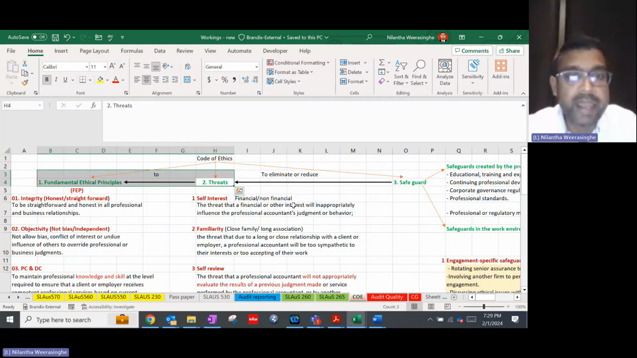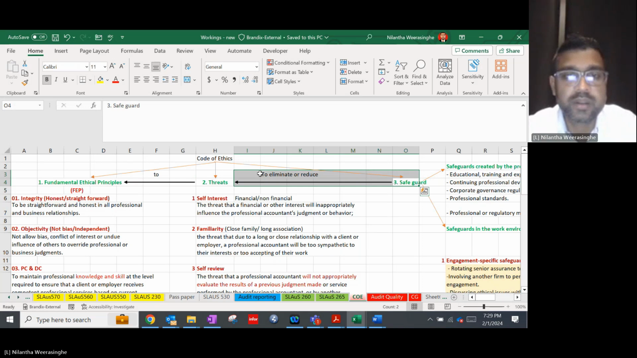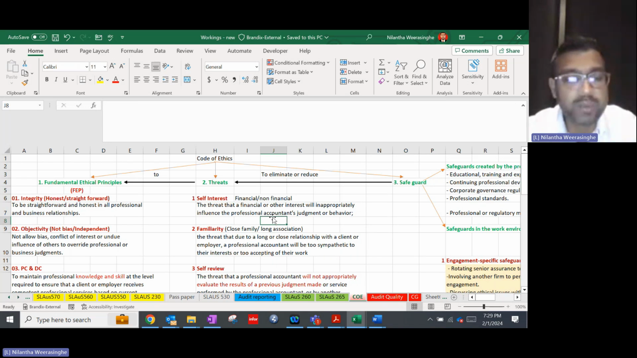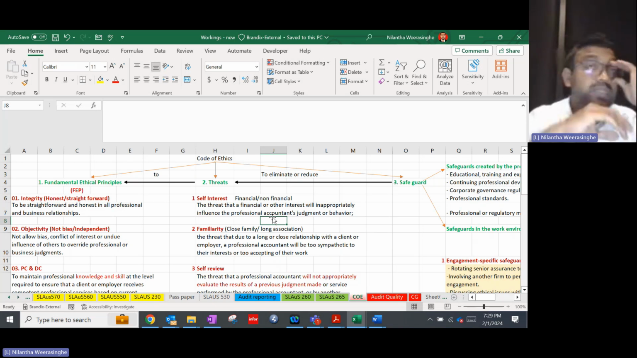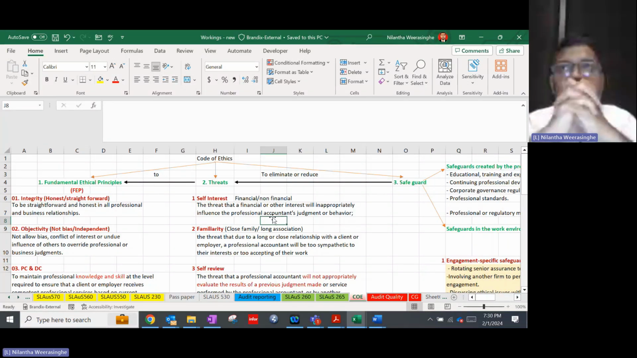And the third element: how do we reduce or eliminate these threats? By applying safeguards. That is the third component. So when we learn code of ethics, there are only three things to learn: fundamental ethical principles, threats, and safeguards. The examiner will test your knowledge only from these 3 areas, nothing beyond these 3 areas. Remember it. Right, I'll quickly take you through them one by one.